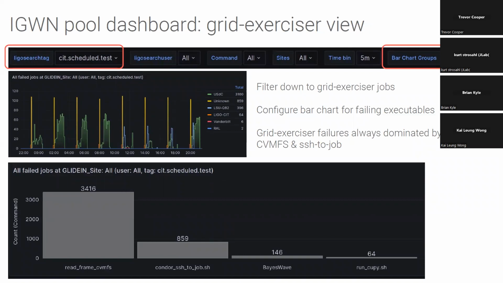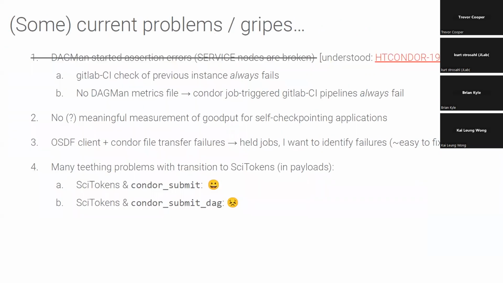To illustrate that a little bit more, that's essentially exactly what I do when I look at the grid exerciser output on this dashboard. I filter down to the accounting tag that I use, so I know that it's just my test jobs that I'm looking at, reproject the data and see which application is failing, which test essentially. And invariably, the thing that's always failing the most is these authenticated CVMFS access tests, for various reasons.